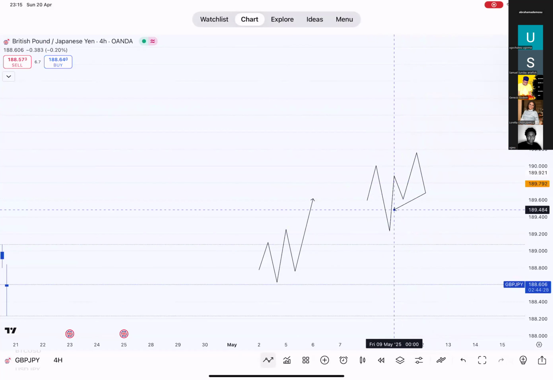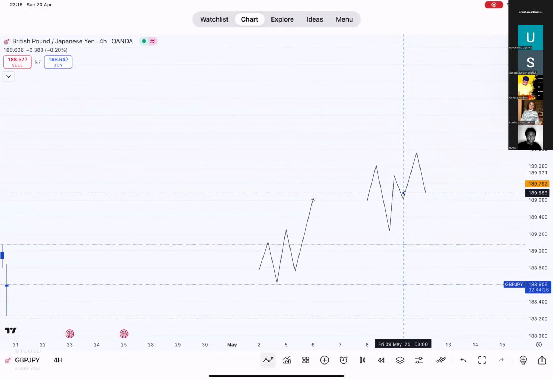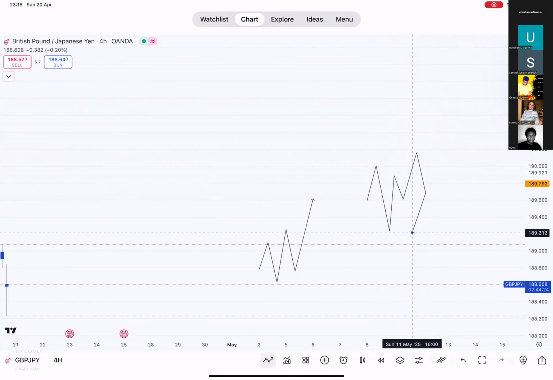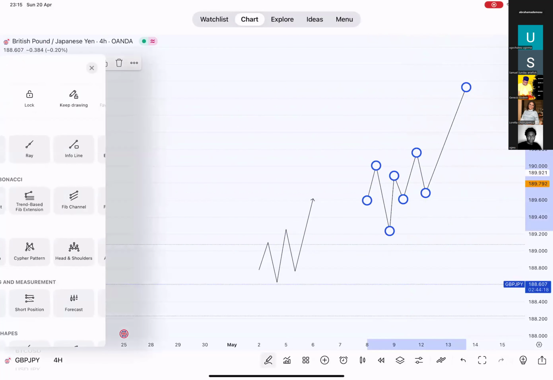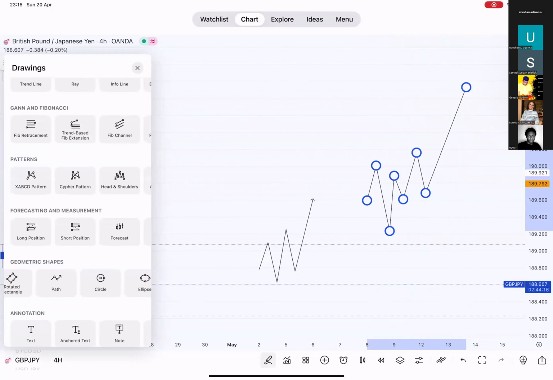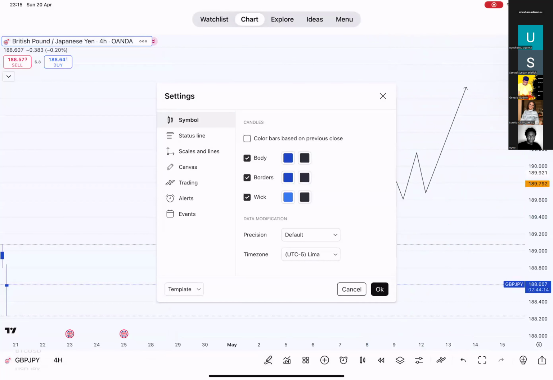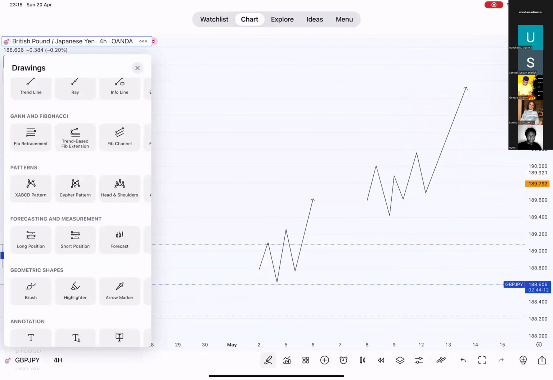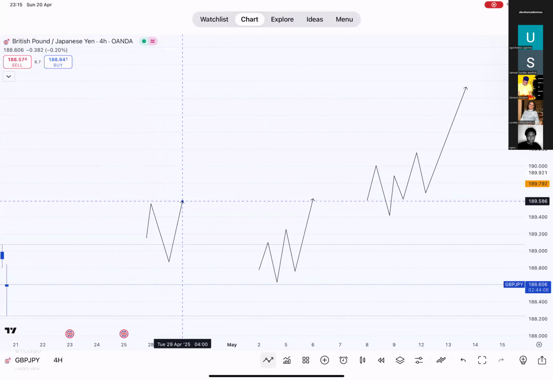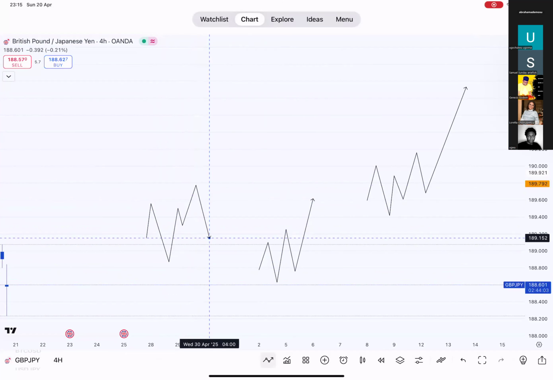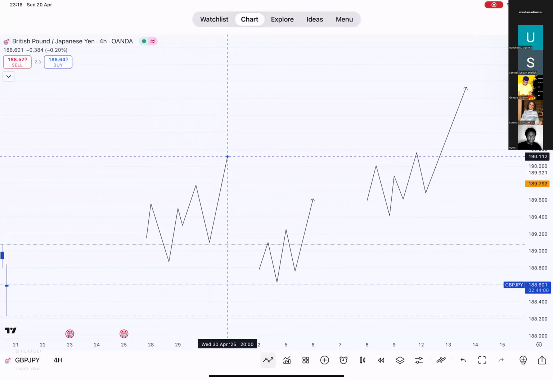So if it's near to the order block, then pick your entry from here, mark your SL below here, and buy. In the case where the order block is far from the liquidity, you just have to wait for the liquidity to be taken out, then pick your order block and buy.